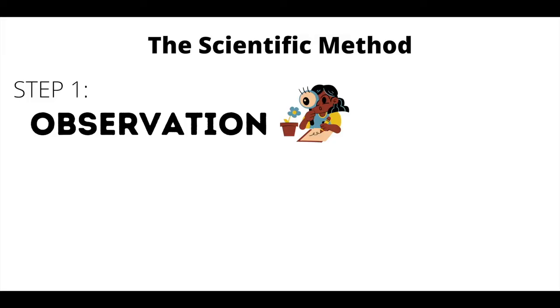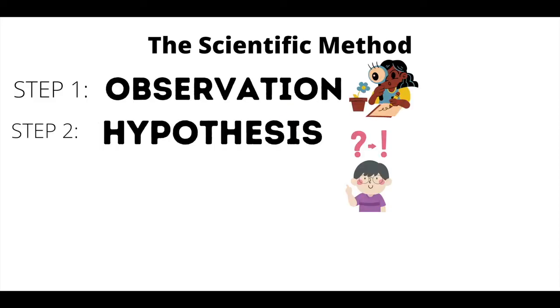Our second step is the hypothesis. The hypothesis is an informed, logical, plausible explanation for what we observed. One important thing about the hypothesis is it must be testable. So you must be able to construct an experiment to prove that the hypothesis is correct or not.